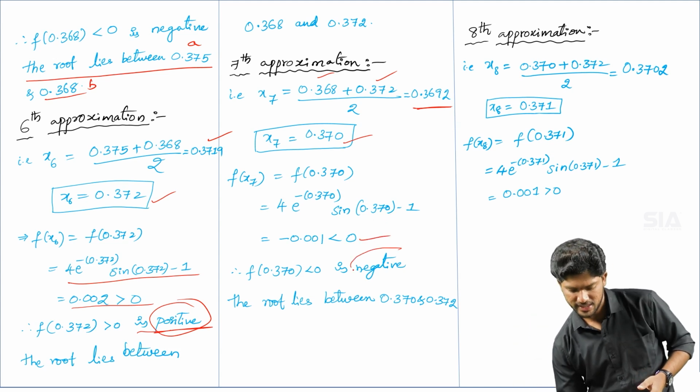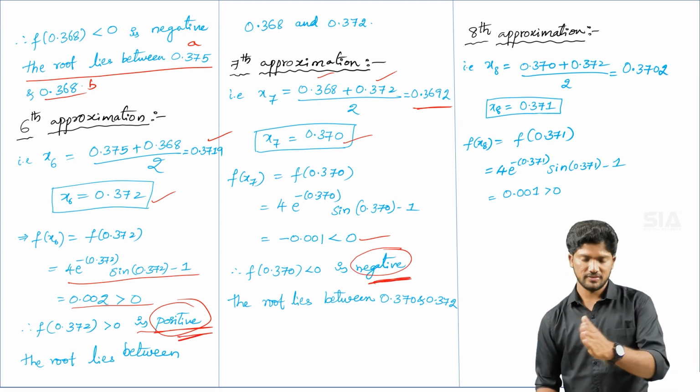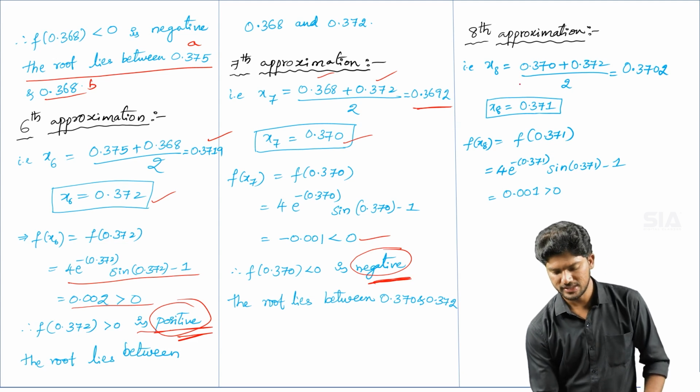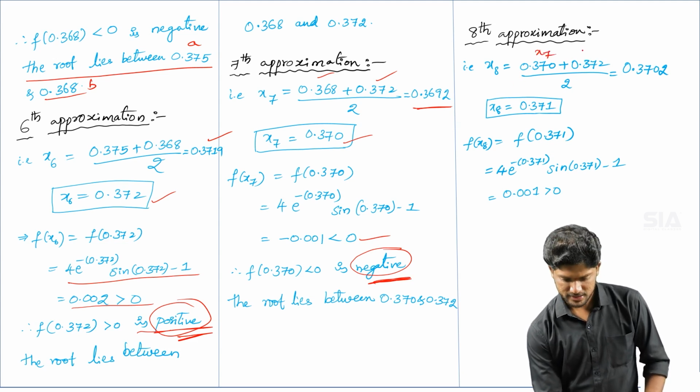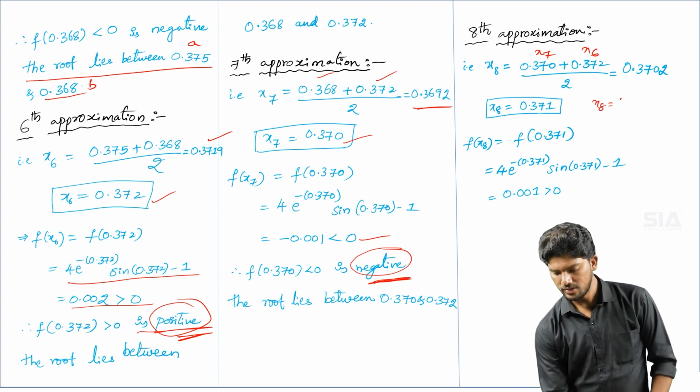So here you can see that it is negative. Here you have positive, here you have negative, consequently for both these two values you have to apply the relation. This is the x7 value and this is the x6 value. So therefore x8 is equal to the average of x7 plus x6 by 2.